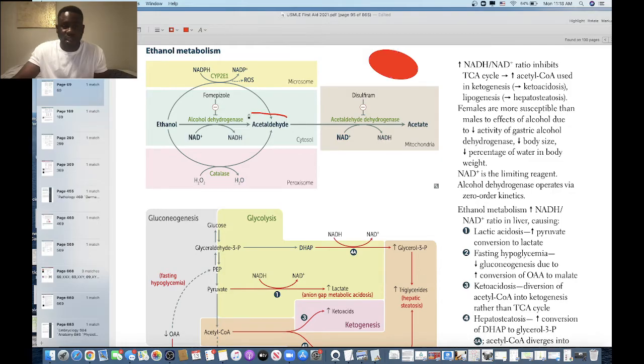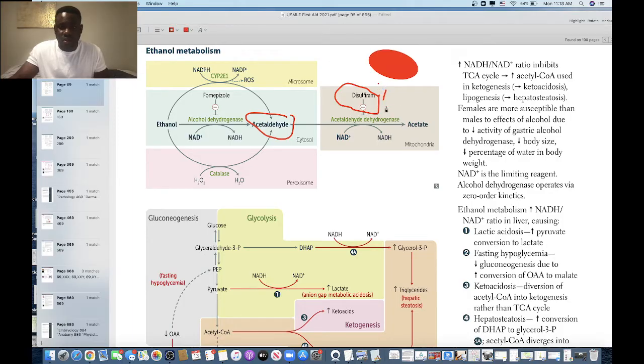So when acetaldehyde accumulates in the body, it becomes very toxic. So this over here will inhibit. This is the drug that is given to chronic alcoholics. You want them to stop taking alcohol, so we give them disulfiram, which is also known as antabuse.